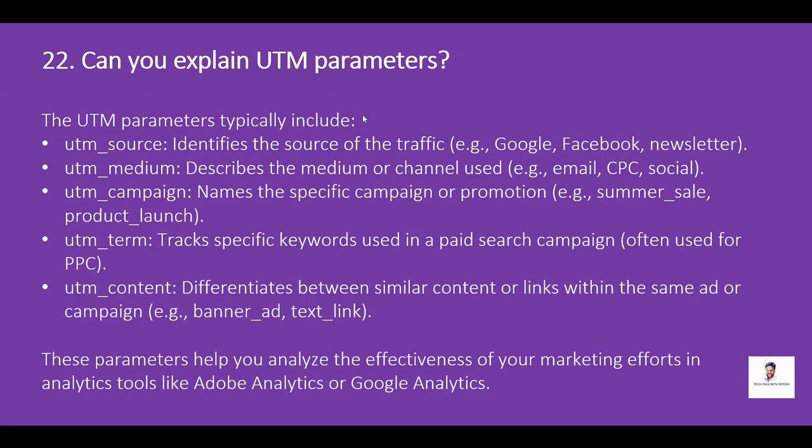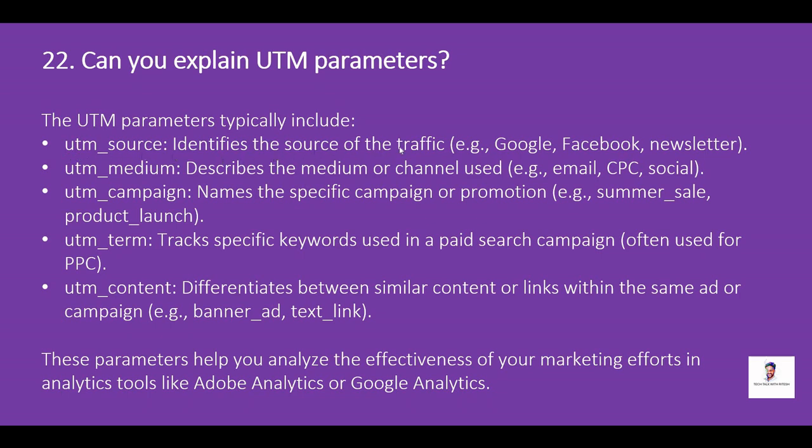Can you explain UTM parameters? That can be a question. UTM parameters typically include these parameters, and we will have these parameters in the URL. For example, I have a running campaign which says there is an offer, a sale is going on on our website. You get this email in your inbox and click on the CTA button, and when you click on that, this tracking UTM will be appended to the URL, and that is how it will be tracked, from where it is coming, what is the medium, etc.